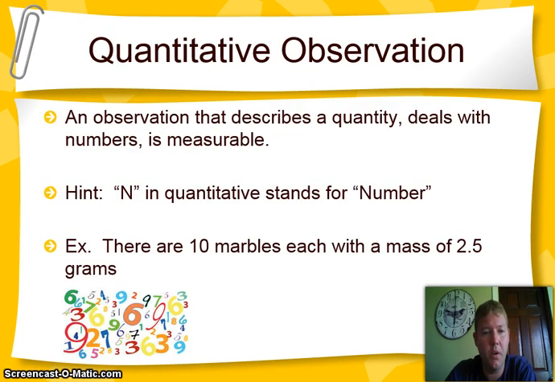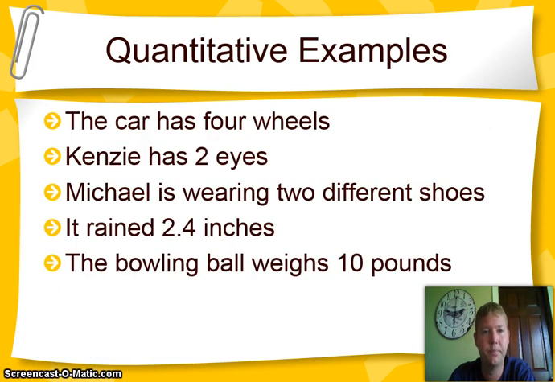Quantitative observations, though, are observations that describe a quantity. It deals with numbers. It is measurable. Here's the biggest hint of them all. The N in the word quantitative, which is right there, that letter N stands for number. So if you get stuck during a quiz or a test or a worksheet, just look. When you see N for quantitative there, you know it means numbers. Example: there are 10 marbles each with a mass of 2.5 grams. Those are quantitative observations. Measurable, and it deals with numbers.